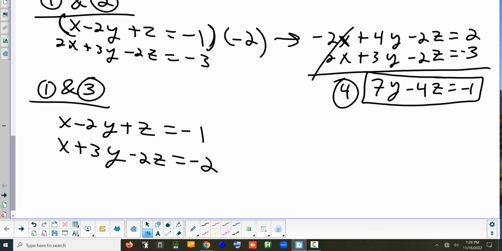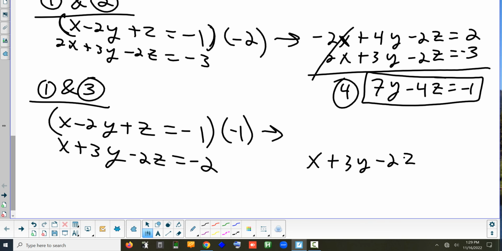Okay, and we want to make the x's cancel out. So what could I multiply? And actually, you could do either equation this time. It doesn't matter which equation you pick, you'd multiply by the same number. Yeah, let's just do -1 in the top. Let's copy the bottom, because that stays the same: x plus 3y minus 2z equals -2. And when you multiply by -1, it just changes the sign of everything. So -x plus 2y minus z equals 1.